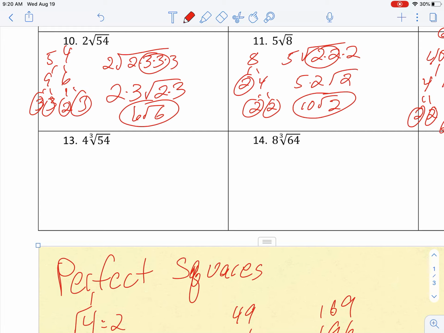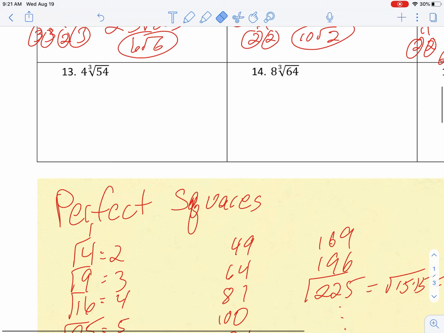Now let's continue on this, but these are not going to be perfect squares now. It's not a square root. It is a cubed root. So as you notice here, that little 3 there tells me it's a cubed root. Nothing changes. You're going to do the exact same thing. Instead of looking for pairs, sets of 2 of the same number, you're going to look for triplets, sets of 3 of the same number.